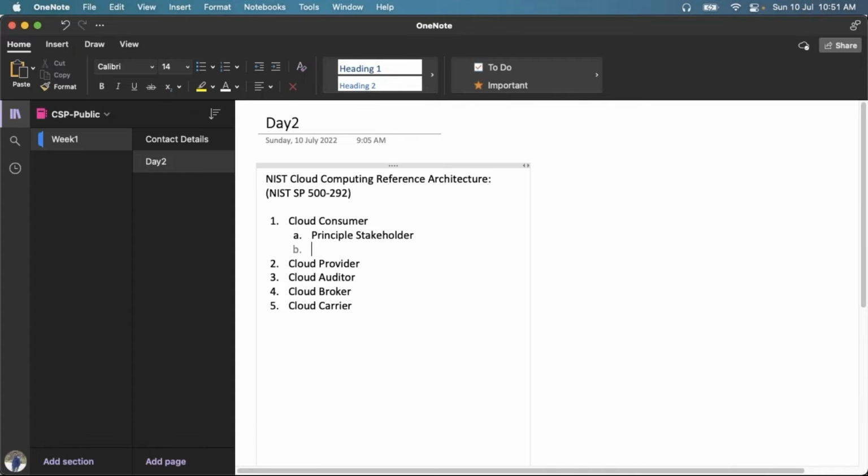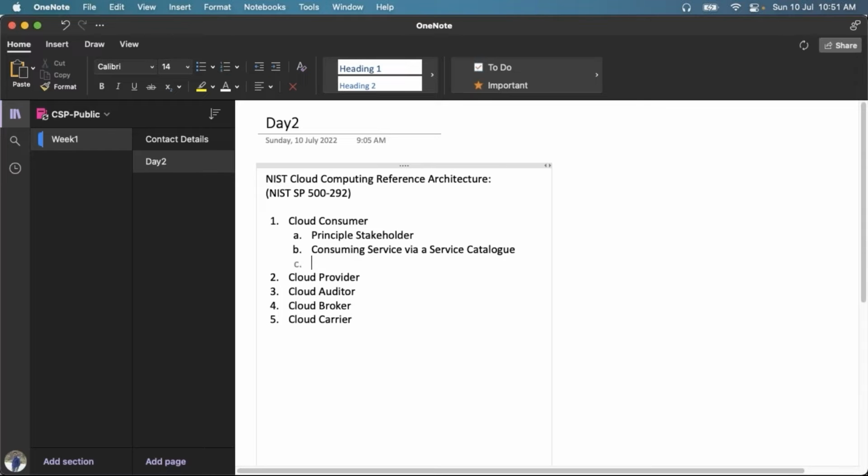Another point is how the service is provided and consumed. One thing you have to keep in mind is that we are consuming the service via a service catalog. So via a service catalog, we will be consuming these services over here, as the cloud consumer.